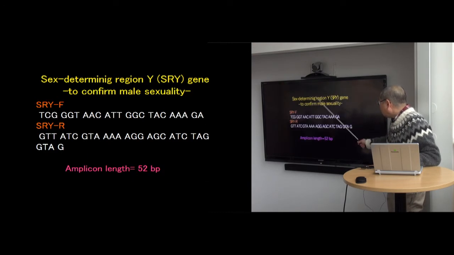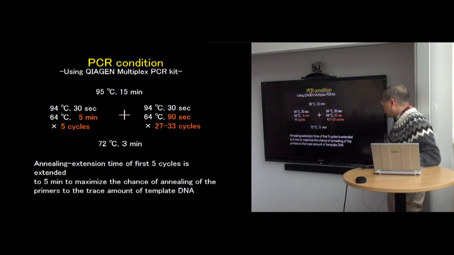And moreover, to confirm the male sexuality, we use the sex-determining region Y sequence along with the amelogenin gene.